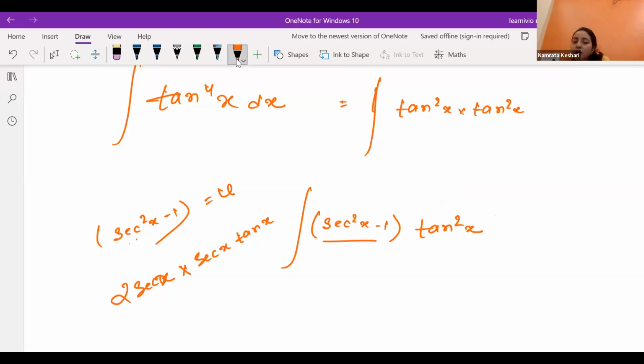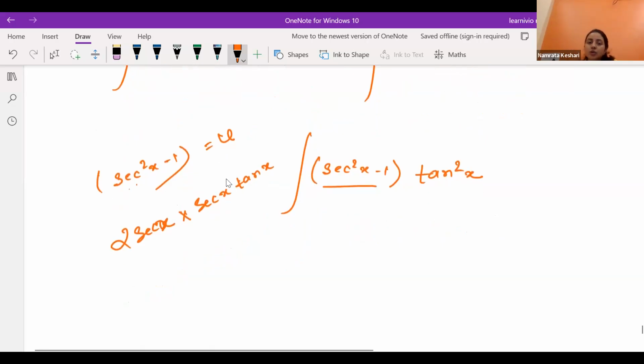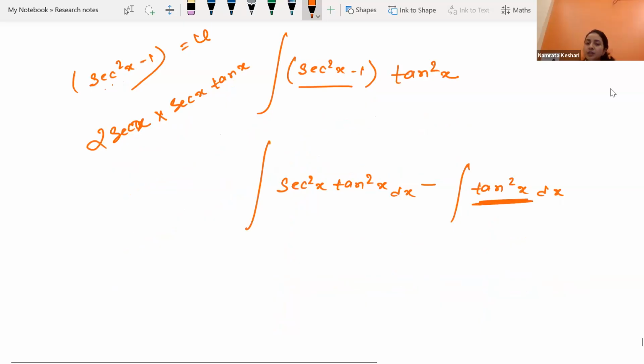ठीक है, अब अगर यहाँ पे हम सोचते हैं कि चलो देखें क्या कर सकते हैं, तो हमारे पास कुछ ऐसा दिखता है: sec स्क्वायर x tan स्क्वायर x माइनस इंटीग्रेशन tan स्क्वायर x dx, हमेशा हमें dx लिखना जरूरी होता है. ओके, जो सेकेंड वाला tan स्क्वायर x है वो तो फिर भी समझ में आ रहा है कि यहाँ पे हम tan का फॉर्मूला यूज कर सकते हैं.